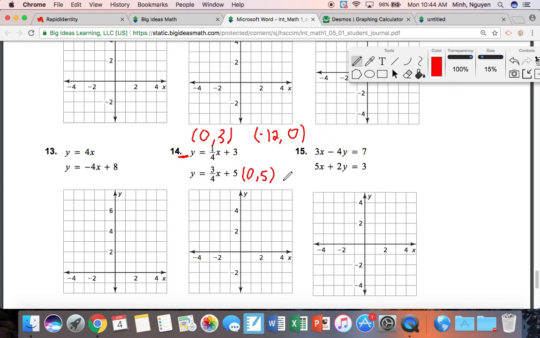Okay, so here's another method. We're actually just going to use the y-intercepts and then use the slopes. So what do I mean by that? Let's start off with the red first. So our y-intercept is 0, 3. And this is rise over run, right? Rising by 1, running by 4. So I'm going to go up 1 and over 4. 1, 2, 3, 4. And to go backwards, I'm going to go down 1 and to the left 4. 1, 2, 3, 4. So that's that.